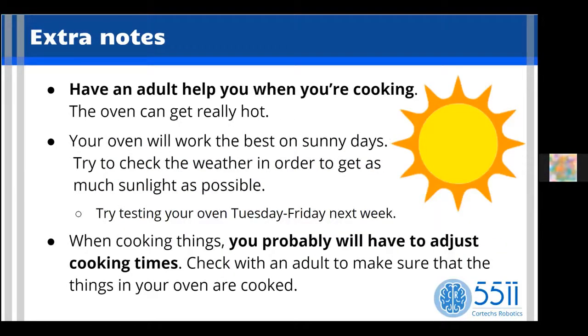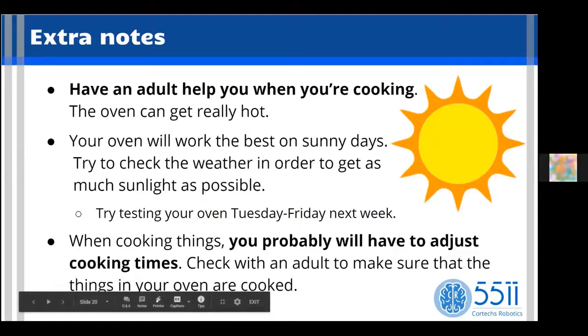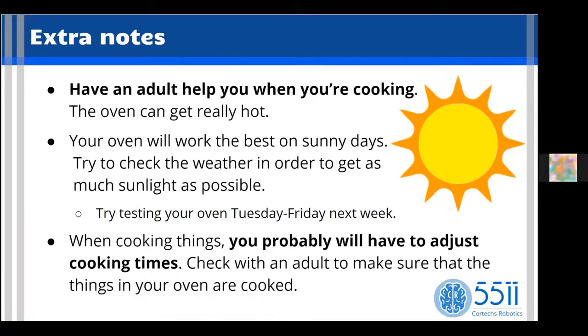Here's a few more things about your solar oven. Try to have an adult help you if you're cooking something inside of your oven. The sun's very powerful, so your oven can get really hot. Your solar oven will work the best on sunny days, so try to check the weather in order to get as much sunlight as you can. The best times to test out your solar oven will be from Tuesday to Friday next week. So that'll be the 26th to the 29th.